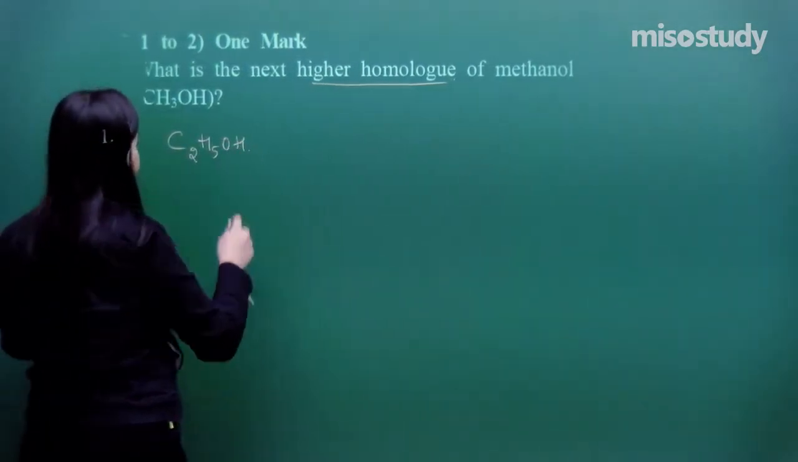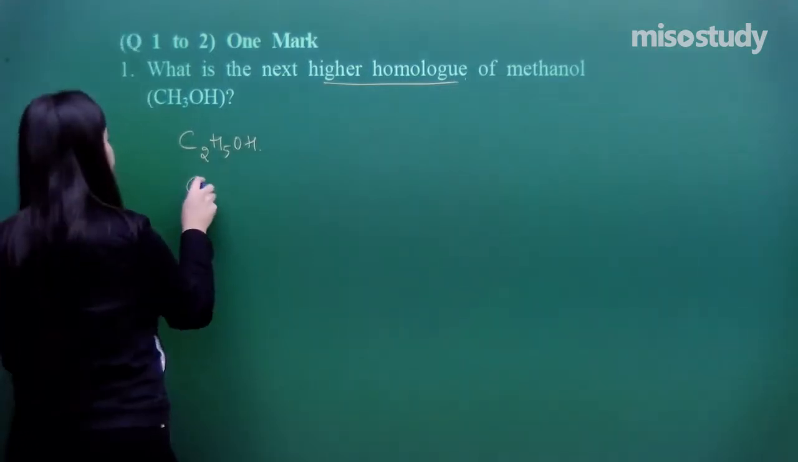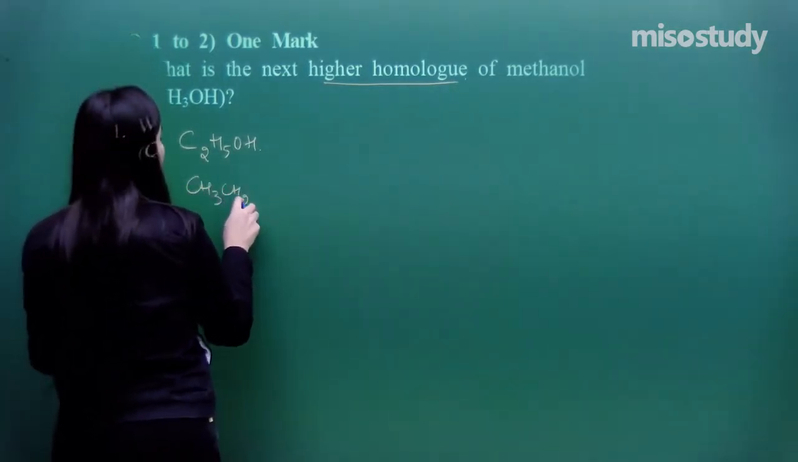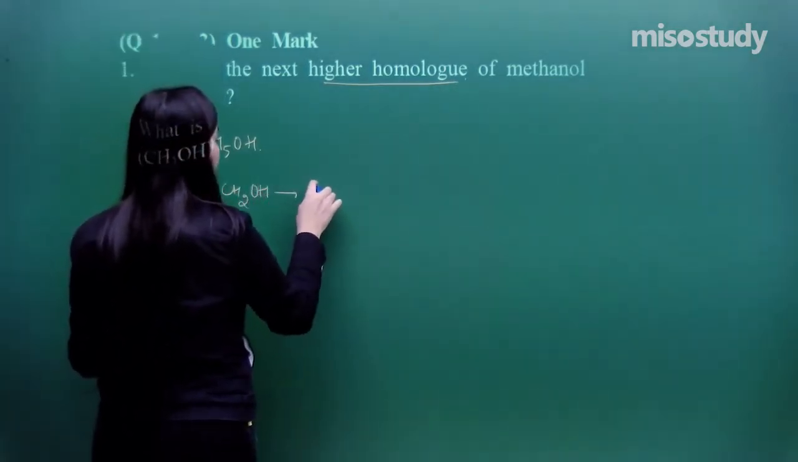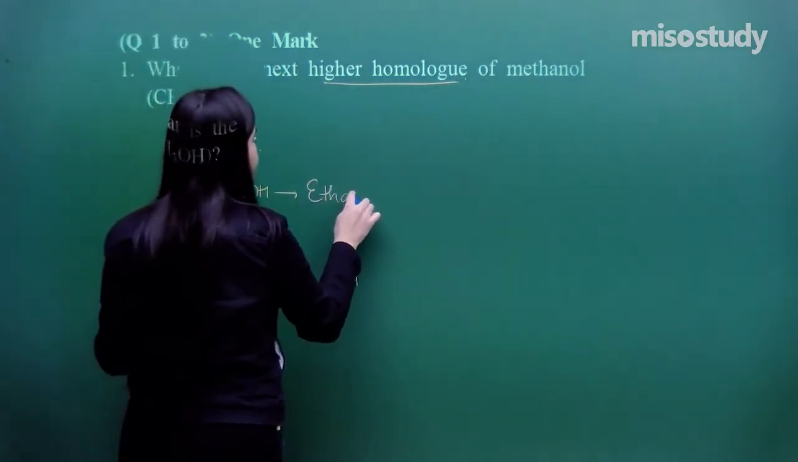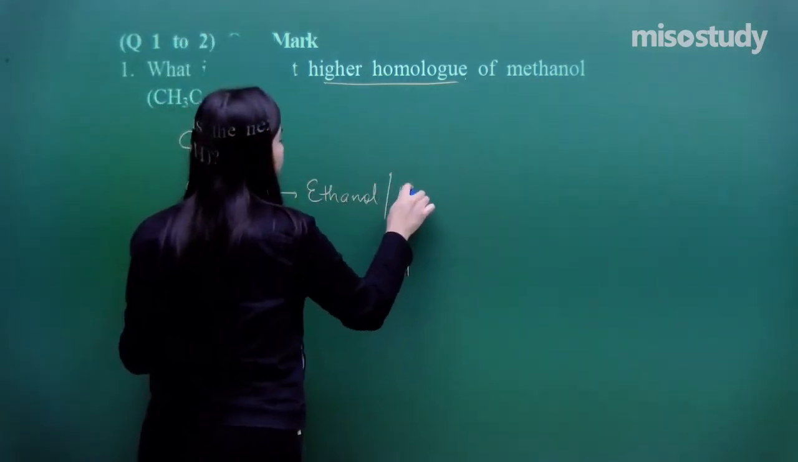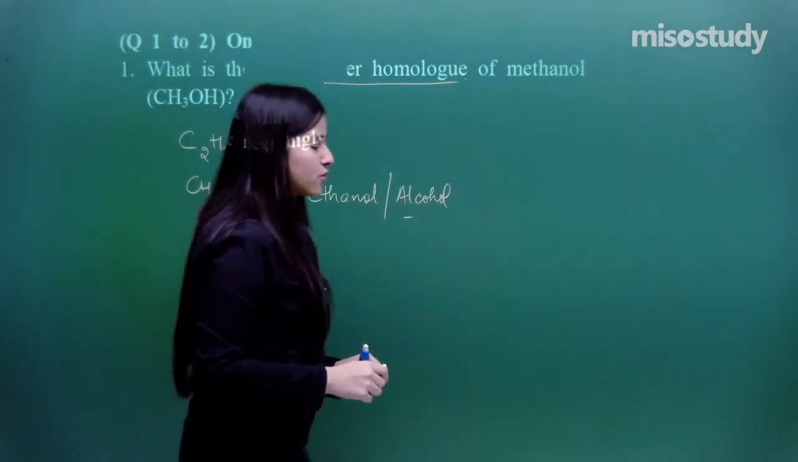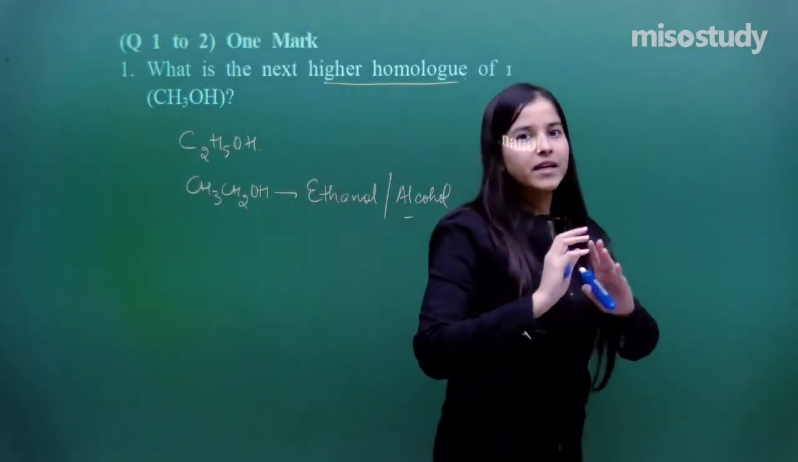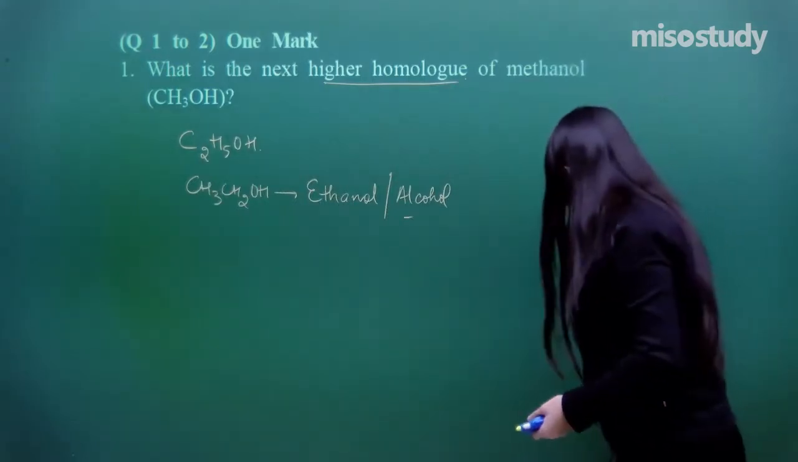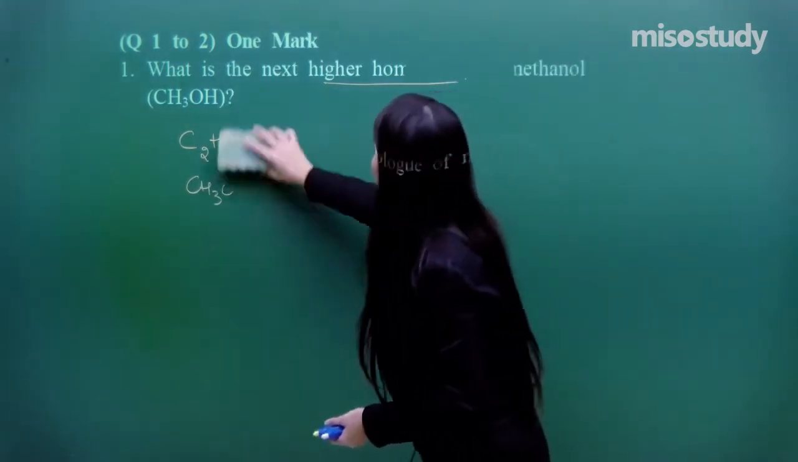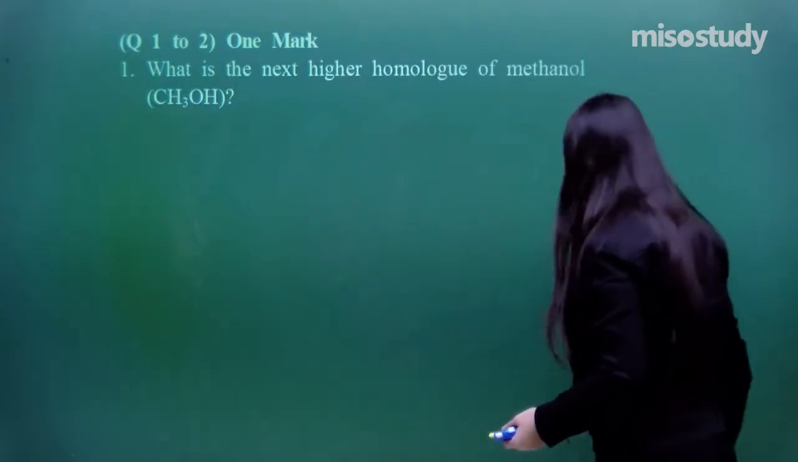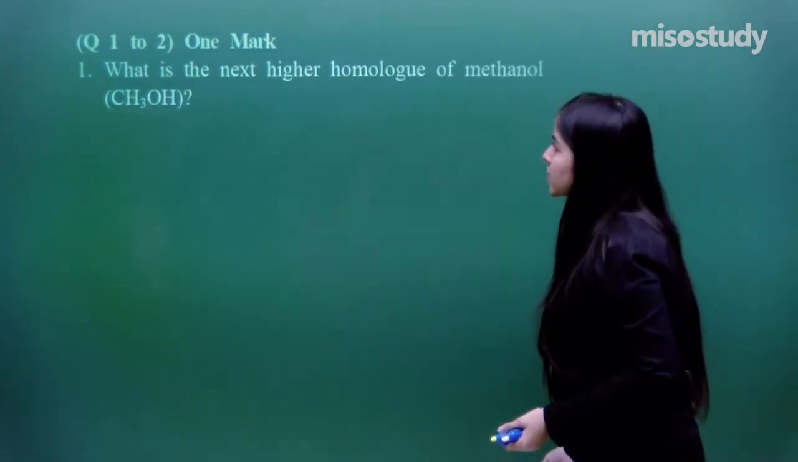It is C2H5OH, or let us just expand it, CH3CH2OH. This is going to be ethanol, the alcohol. So just a 1 liner is required here in this question, no extra marks for any extra lines. So that was question number 1. Let's move on to question number 2.